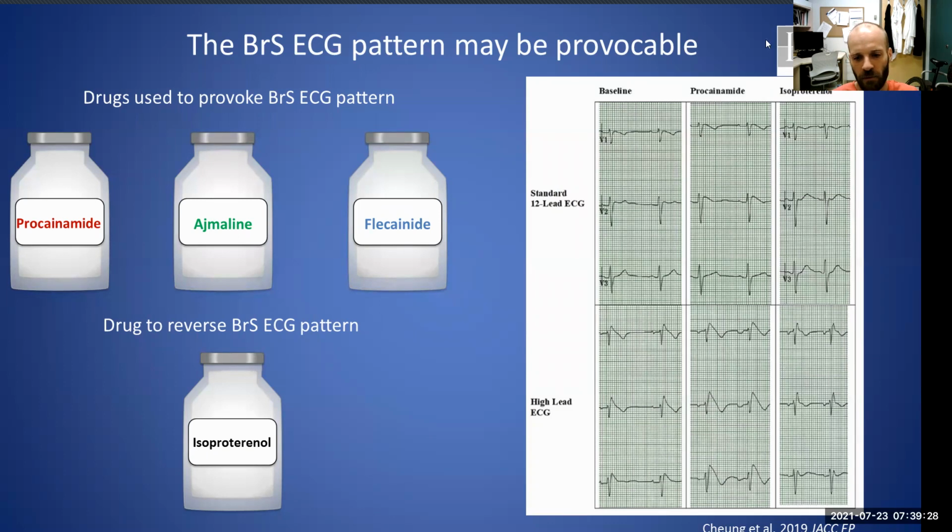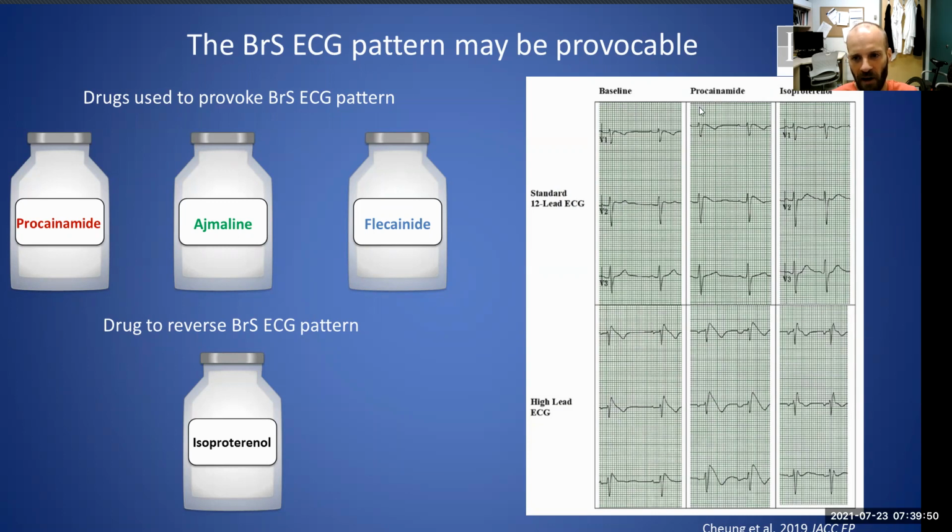So here we've got an example of someone at baseline having nothing much on the standard leads. It's possible that there may be a suggestion of a type 2 pattern, but it's not particularly clear. But in the high leads, you can see that it's much more evident.